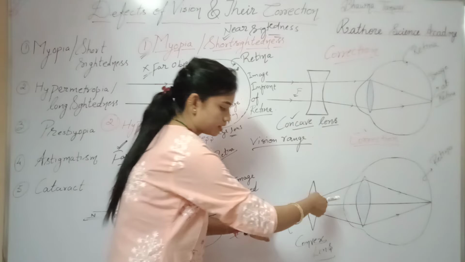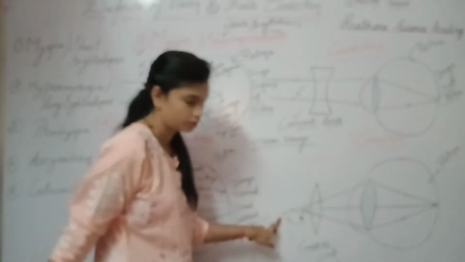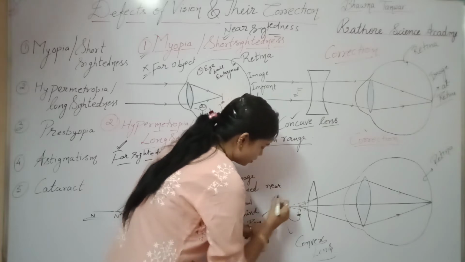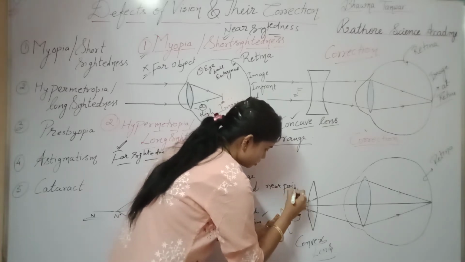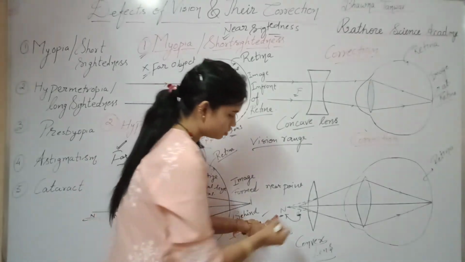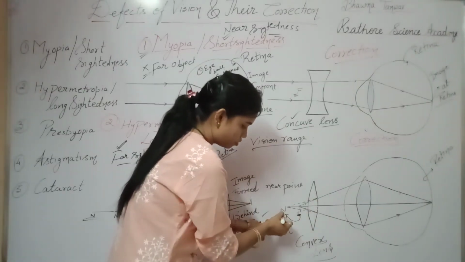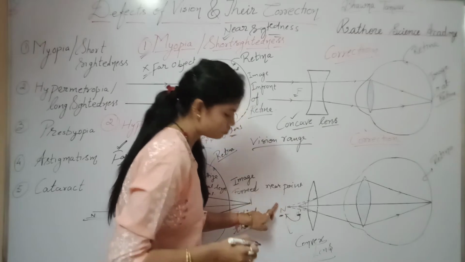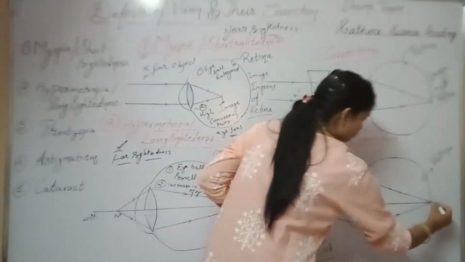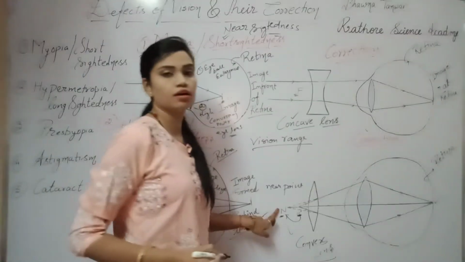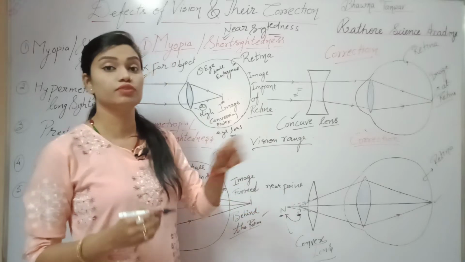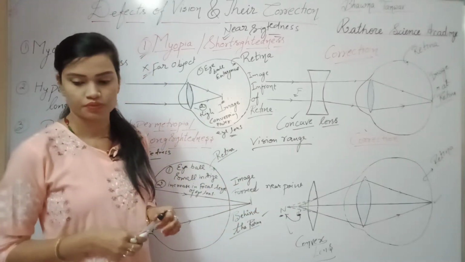So for this eye, this is the near point, and will be the near point for a myopic eye, right? So what happened? The light ray will converge and form the image here, and the image of this object will form on the retina, and in this manner the defect will be corrected.